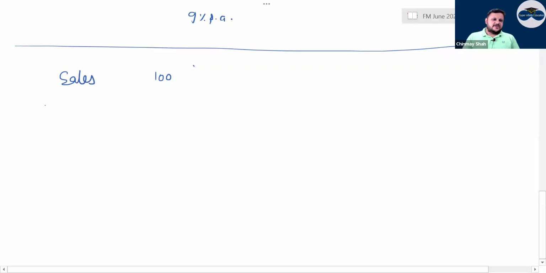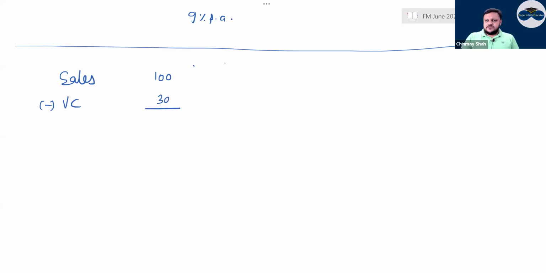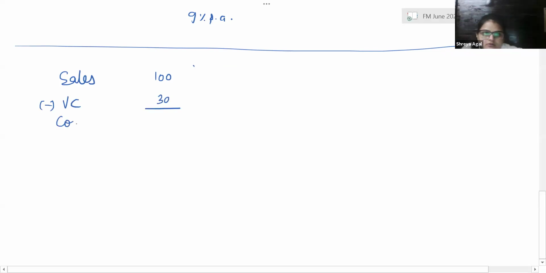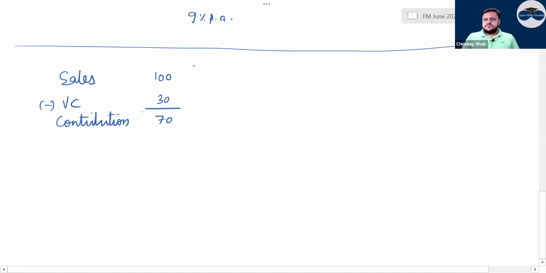Sales. You must have done this in a lot of places. Minus variable cost of 30 gives you what? Sales minus variable cost means what? Contribution. Anyone who does not know what is variable cost, what is contribution? Now is the right time to ask. Everyone okay with sales?